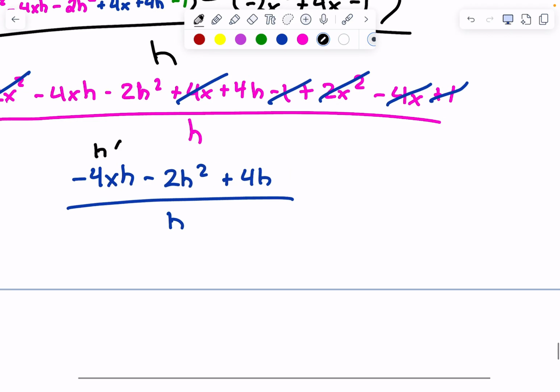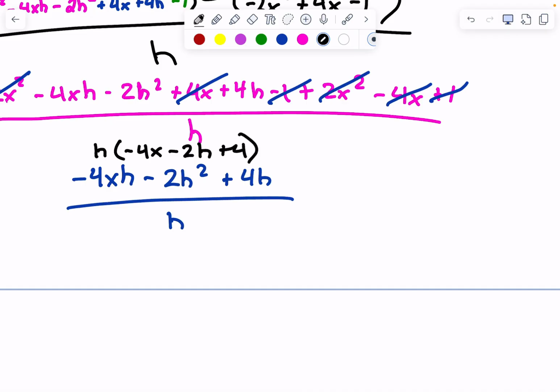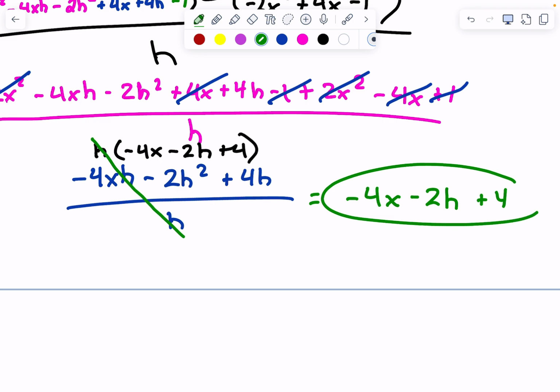If I pull an h out on the top, I've got negative 4x minus 2h plus 4 all over h. Yeah, I pulled an h out. The h's cancel, right? So I've got negative 4x minus 2h plus 4. That's my difference quotient, okay?